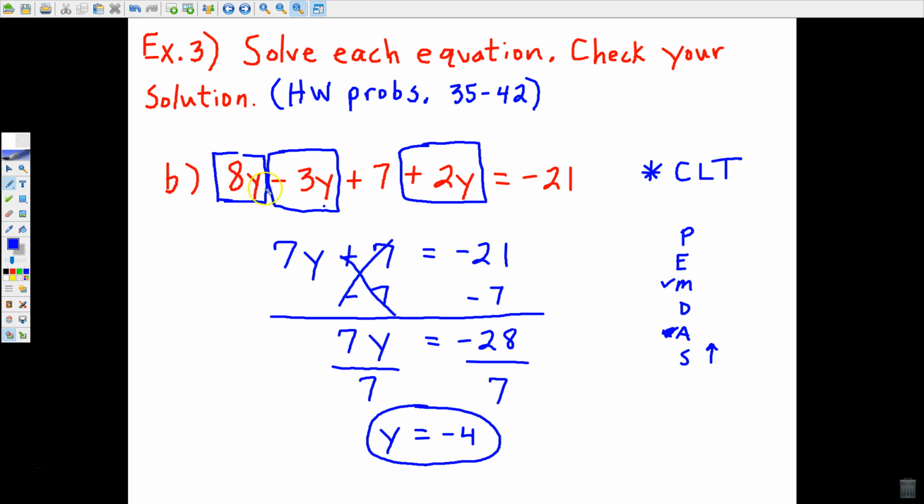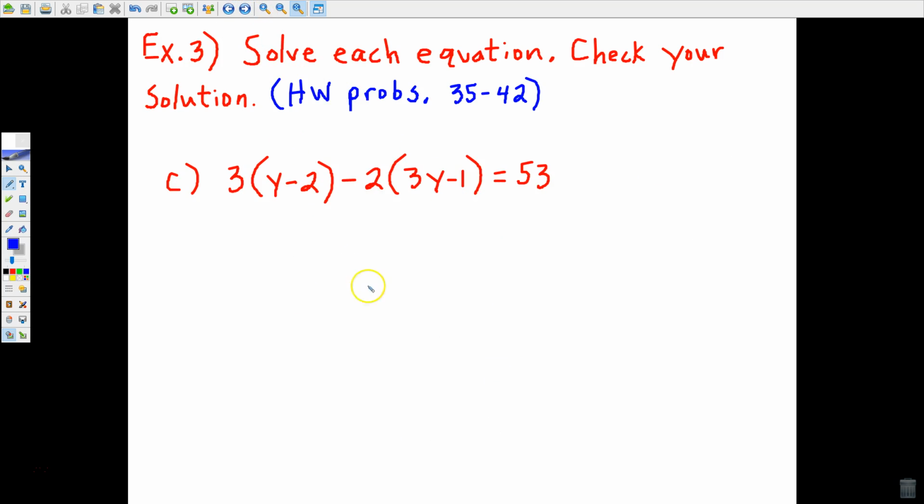And if you wanted to take the time to check it, I'm not going to do that for this video, but you would substitute negative 4 in for each of these three y's. Okay, do the multiplication. Make sure that that left side of the equation, after you substitute negative 4, equals negative 21.